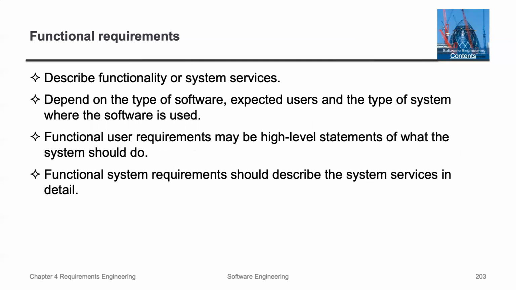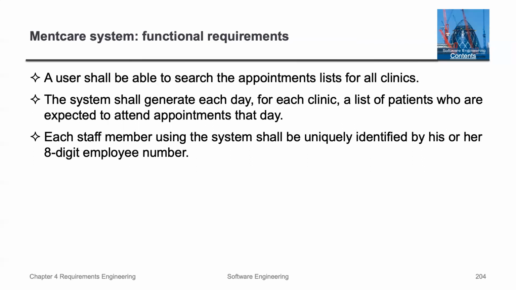So the functional requirements describe the functionality or system services. It depends on the type of software, expected users, and the type of system where the software is used. The functional user requirements may be high-level statements of what the system should do, and functional system requirements should describe the system services in detail.